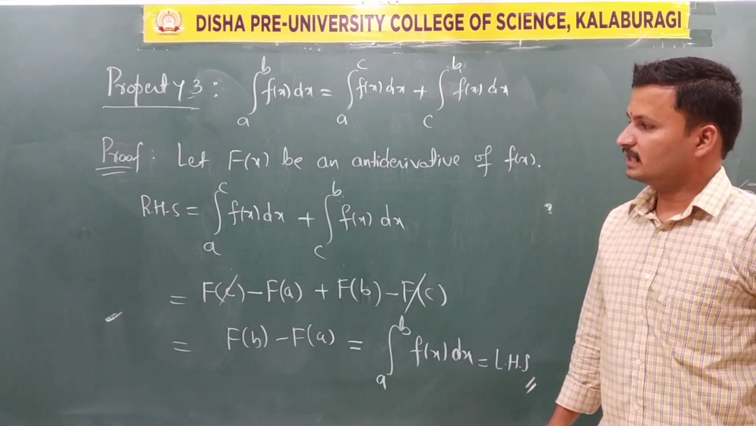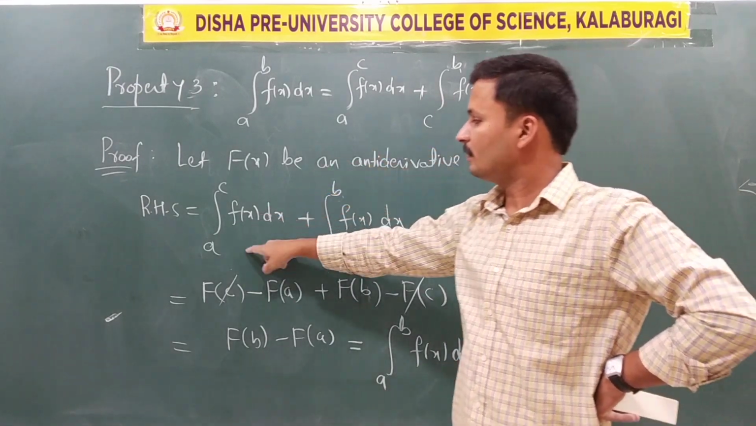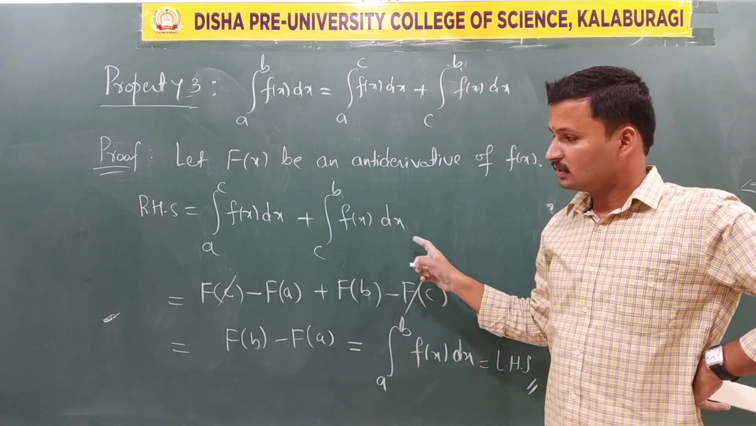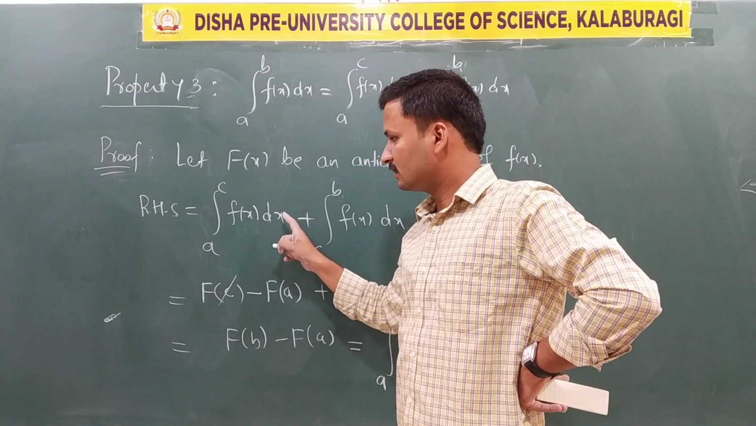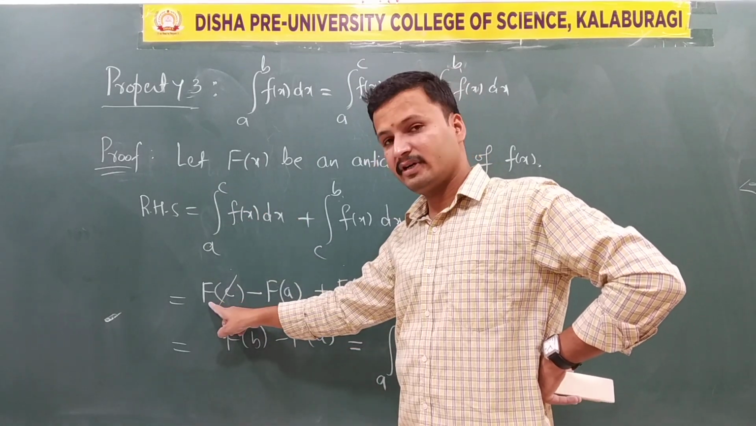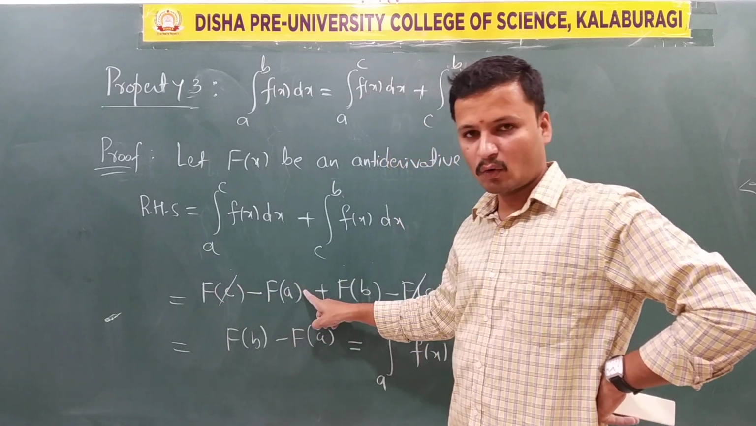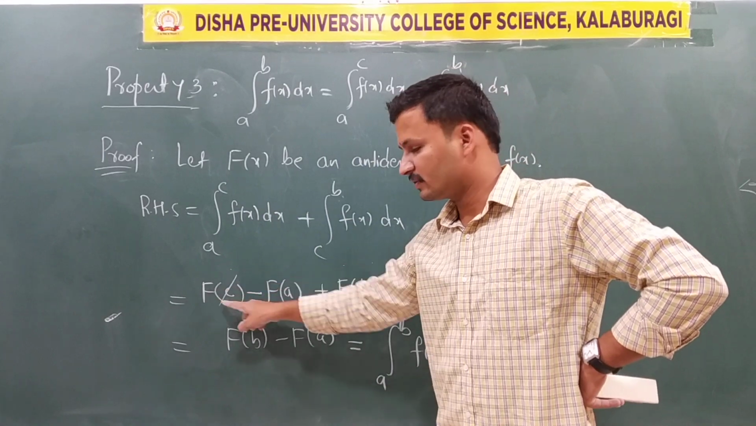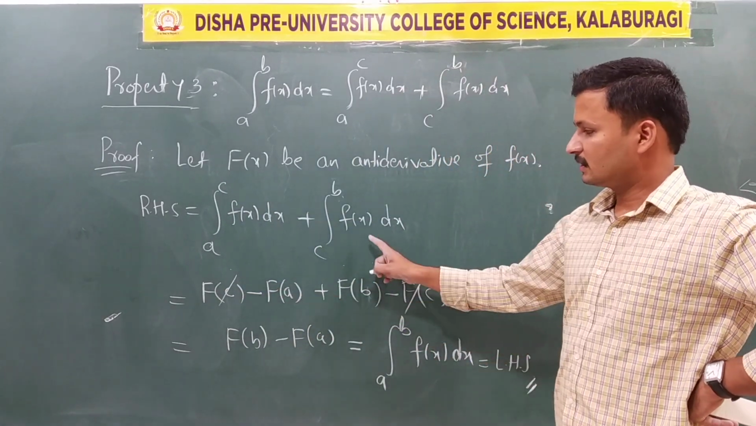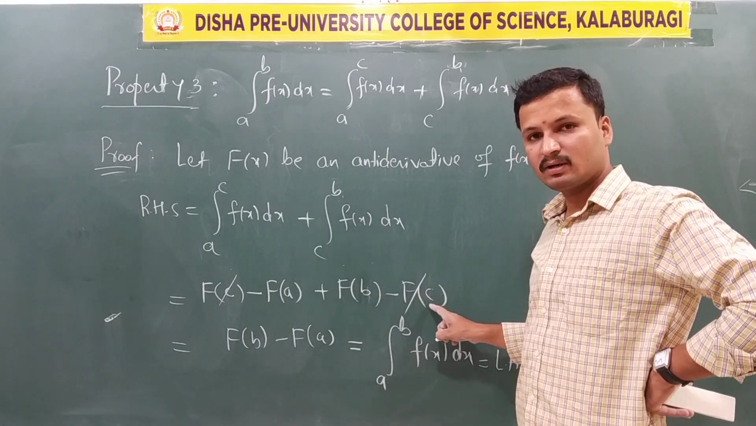Okay, so first we need to consider the right hand side part, that is integral from a to c of f of x dx plus integral from c to b of f of x dx. By using the fundamental theorem of calculus, this integral can be written as the difference of the value of the antiderivative at the upper limit and at the lower limit. So the upper limit is c, so F of c, lower limit is a, F of a, plus here again the value of the antiderivative at the upper limit b and at the lower limit c.